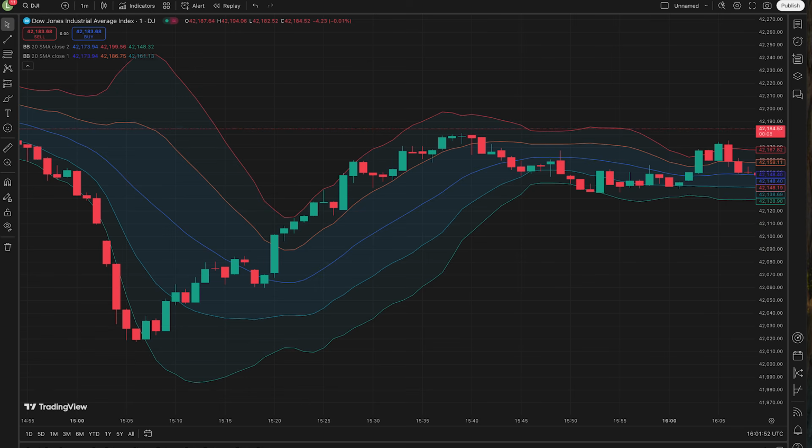For this strategy, we're going to use two Bollinger Bands on the same chart to create distinct trading zones, which will help to visualize the volatility better and filter trades based on market strength. So both Bollinger Bands will be using the same moving average length of 20, but each will have different standard deviation settings. The first one with 1 standard deviation and the second with 2 standard deviations.